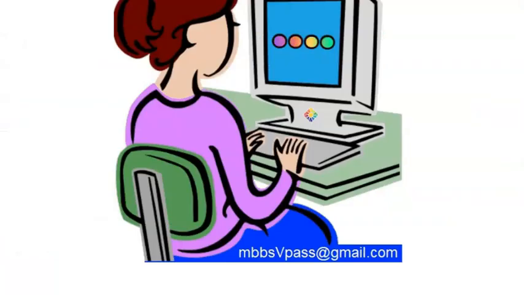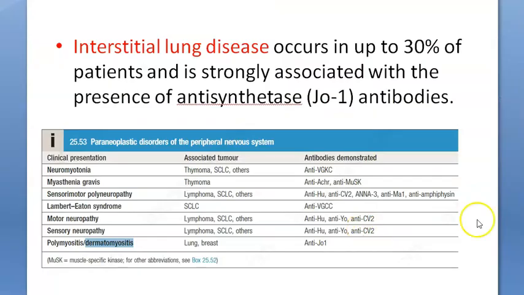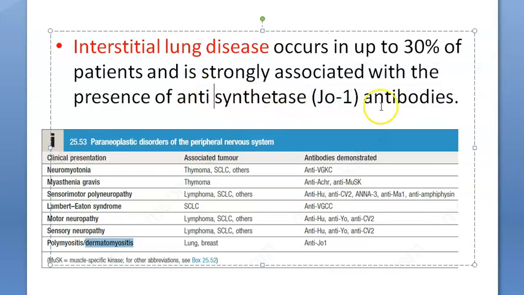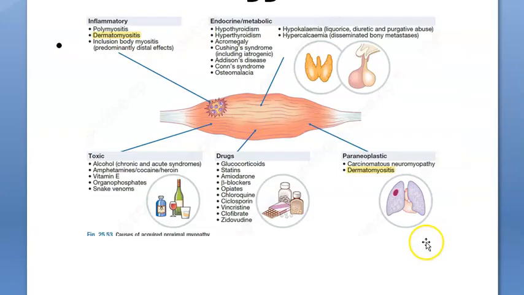Anti-Jo1. Some antibody against some antigen. Okay, anti-Jo1, and where will you see it? You'll see it in dermatomyositis. This is an antibody to a nuclear antigen. So basically, these people will have Jo1 antibodies, anti-synthetase Jo1 antibodies. Okay, so simple, isn't it? These names to remember and understand. Wow. Okay, so let's go forward.